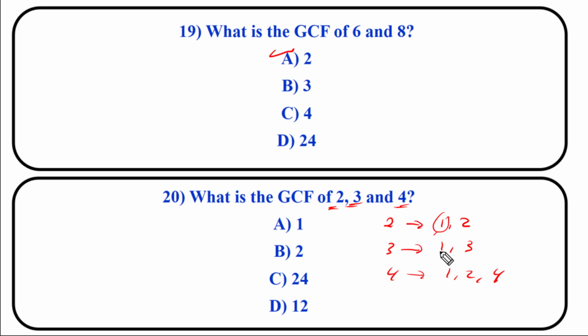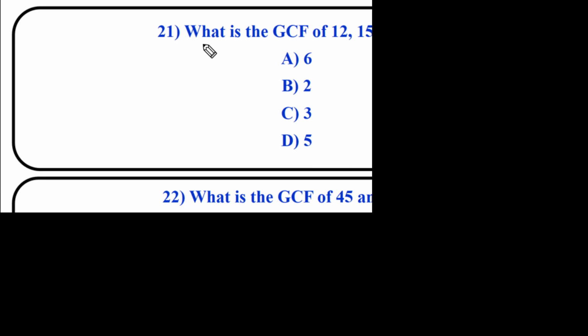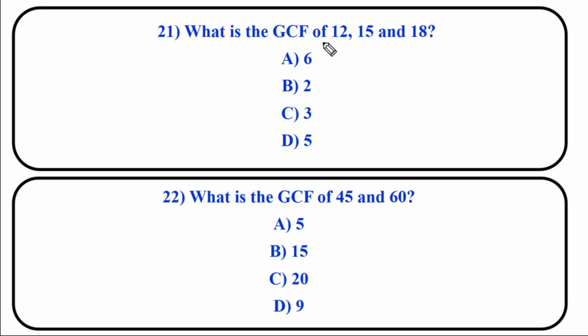Now, which one is a common factor here? The greatest common factor is 1. So the greatest common factor of 2, 3, and 4 is what? It is 1. Number 21, what's the greatest common factor of 12, 15, and 18?